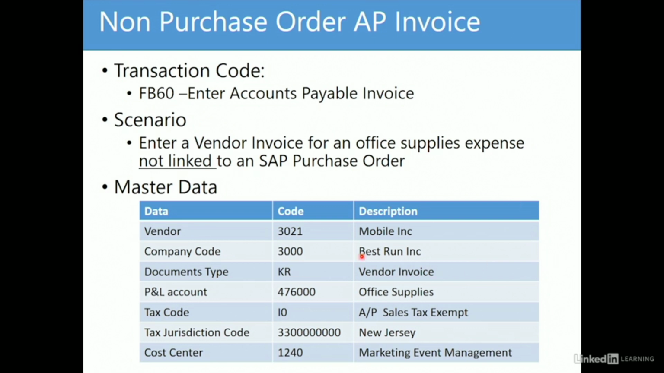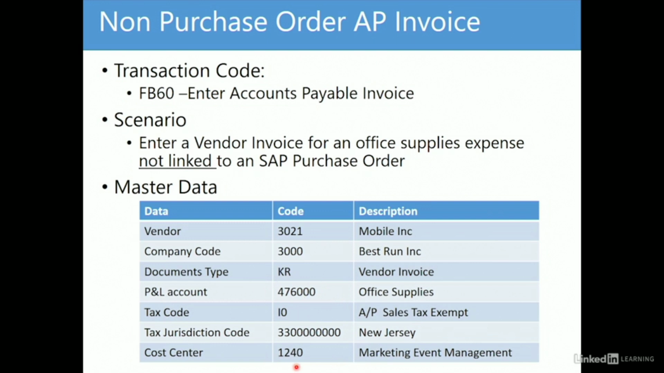So for the master data, we've picked a vendor that we've got here. We're going to use company code 3000, our US company code, and document type KR. This document type, which is the SAP standard for enter invoice, will default when you enter FP60. So as soon as you use FP60, SAP immediately knows this is for a vendor, and it will default the document type KR. So this is just for the information so you can see the difference between these types of invoices and non-PO invoices.